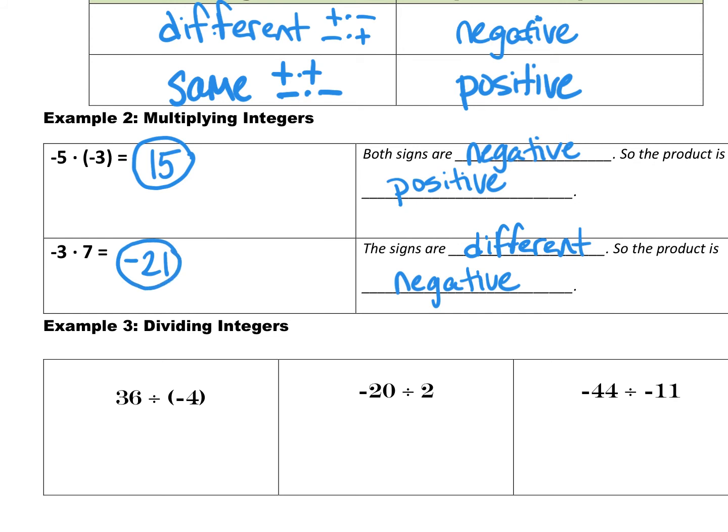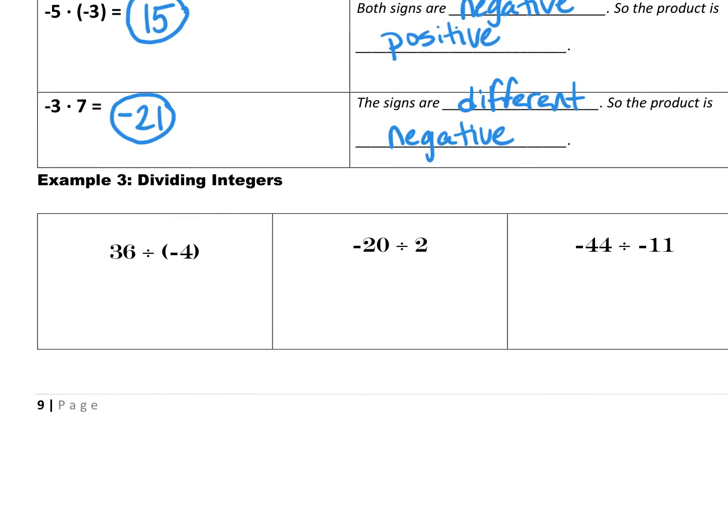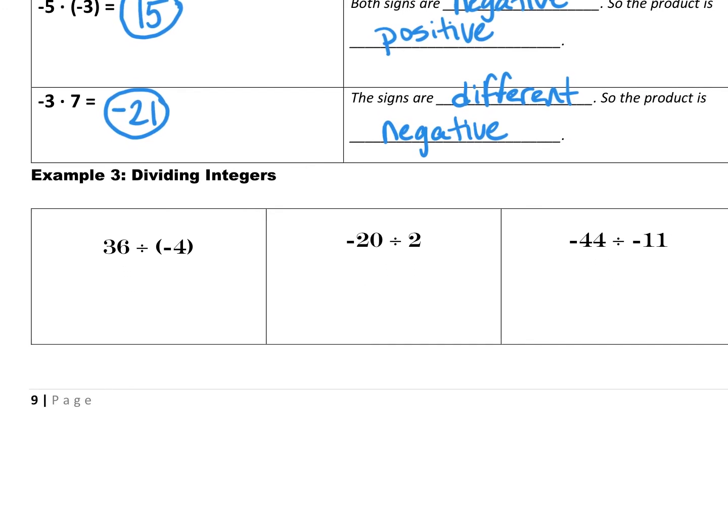Honestly, that's all there is to it. Same rules for division. Let's try some division problems. 36 divided by negative 4. I'm going to ignore the signs for a sec. I know 36 divided by 4 is 9.